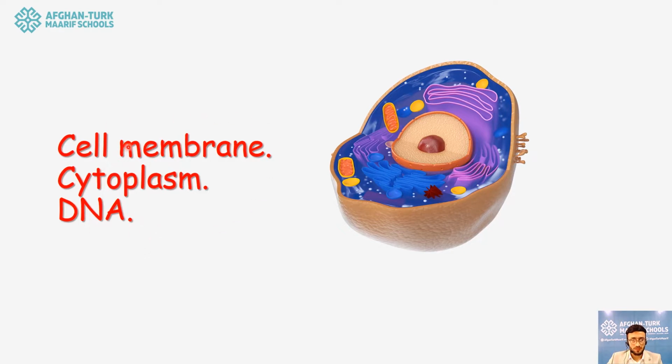The first is the cell membrane, which surrounds the cell from outside and protects the inside materials of the cell. The second is cytoplasm. Cytoplasm is a jelly-like fluid, a jelly-like substance, and all organelles float in it freely. The third one is the DNA. Here it is located inside the nucleus, which possesses genetic information.